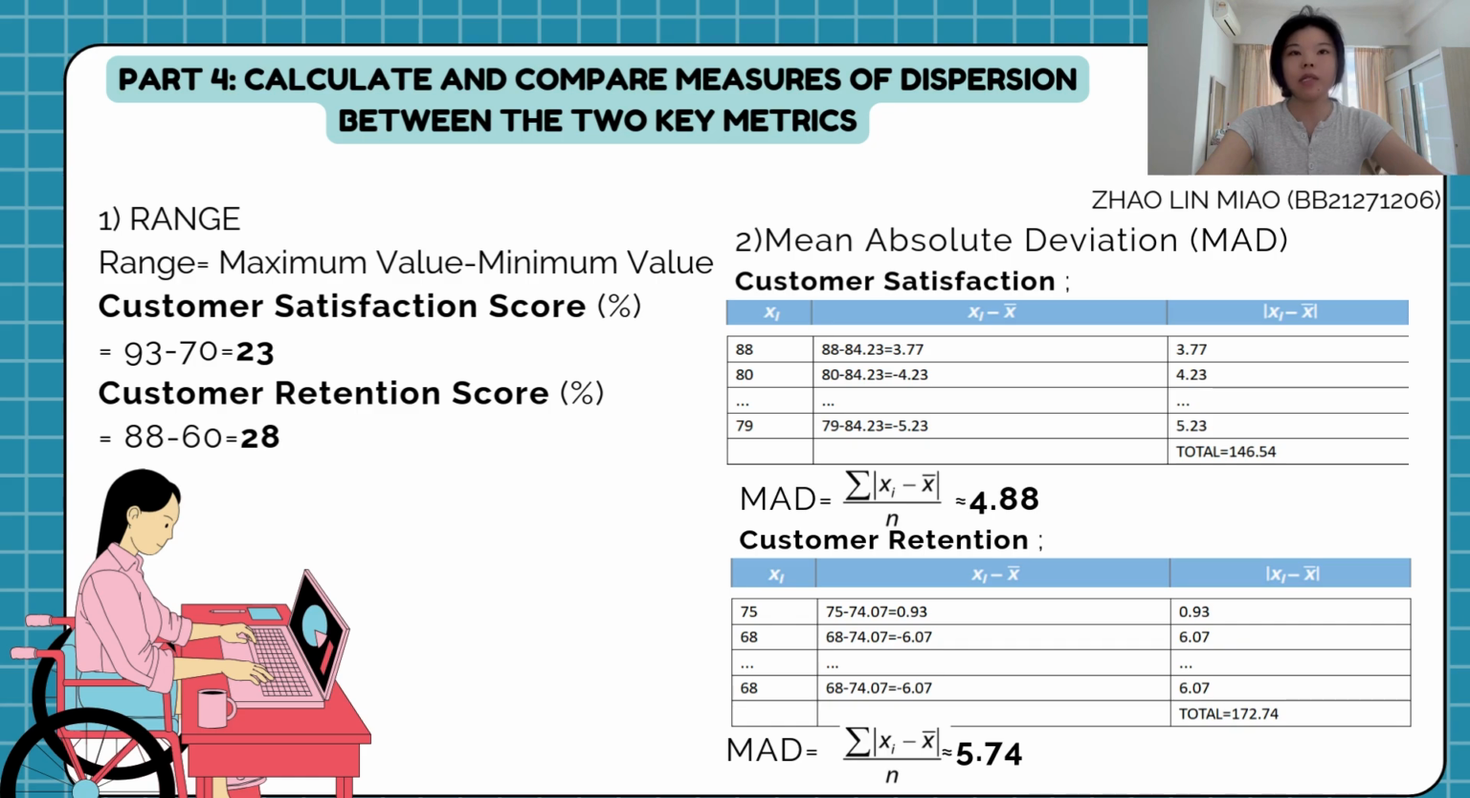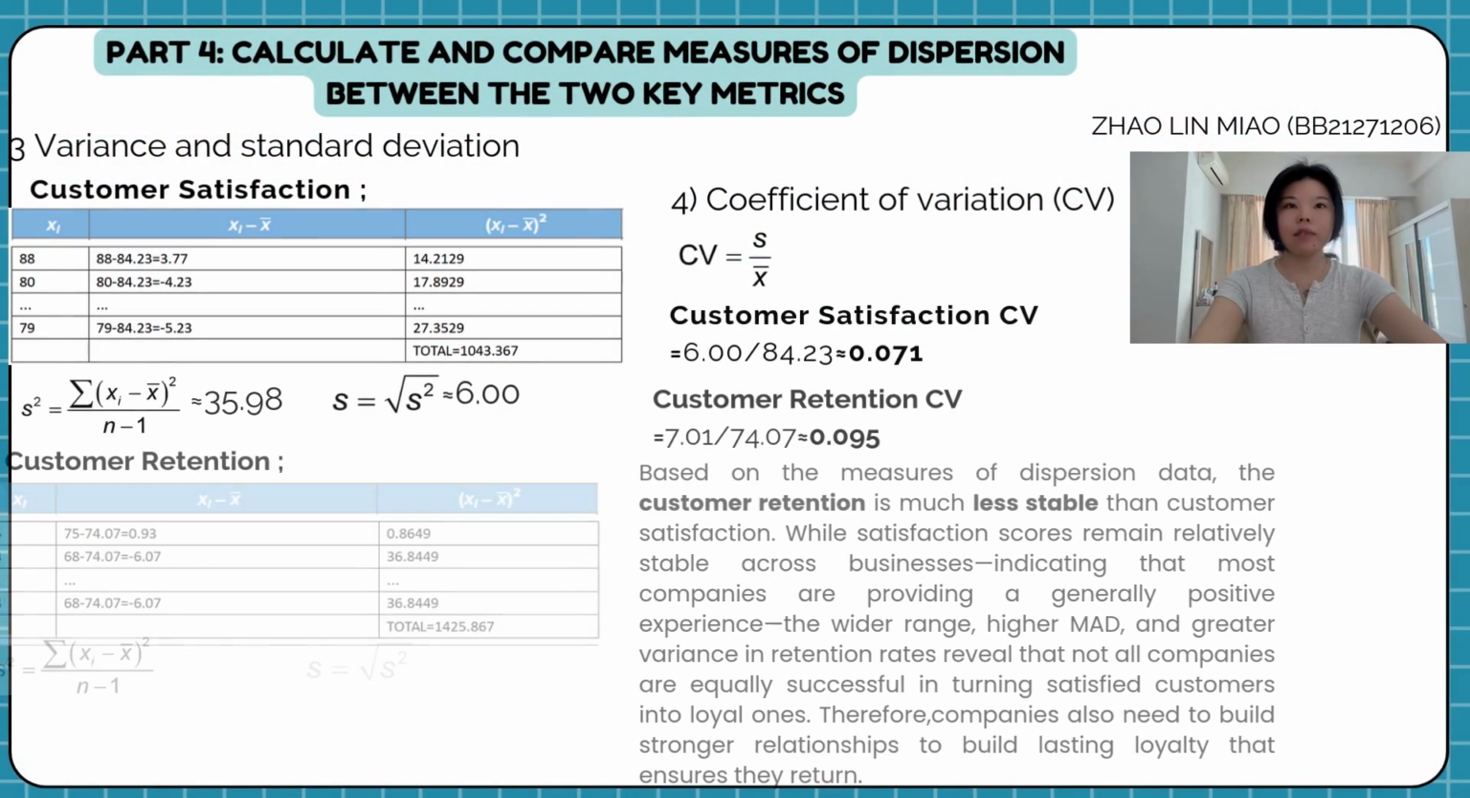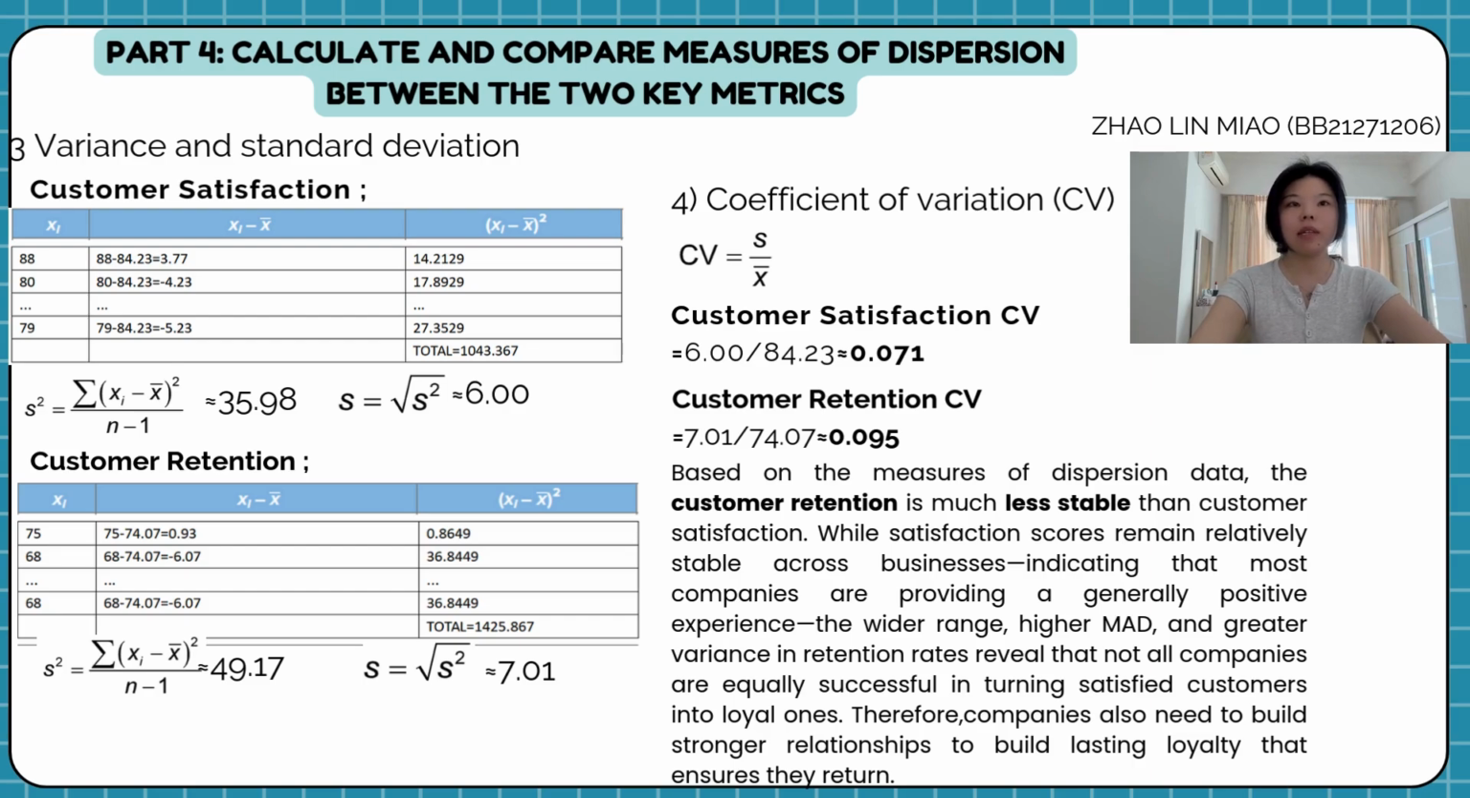For the MAD, which means the average difference from the mean, the satisfaction is 4.88 and the retention is 5.74. As for the standard deviation, the satisfaction is 6 and the retention is 7.01. For the CV, satisfaction is 0.071 and the retention is 0.095. These results show that customer retention is more spread out and less consistent than customer satisfaction.